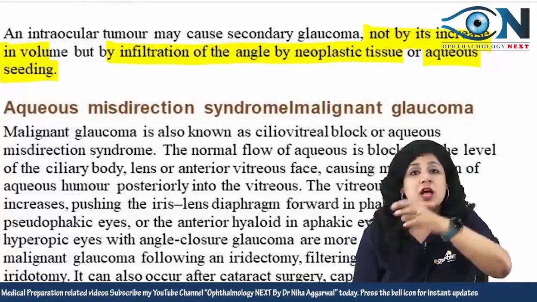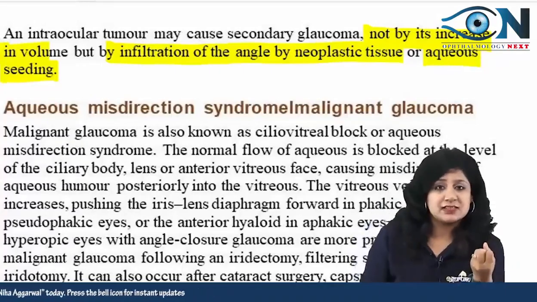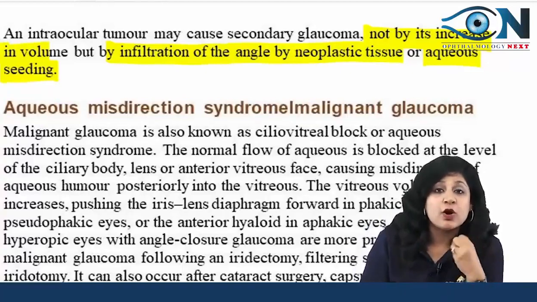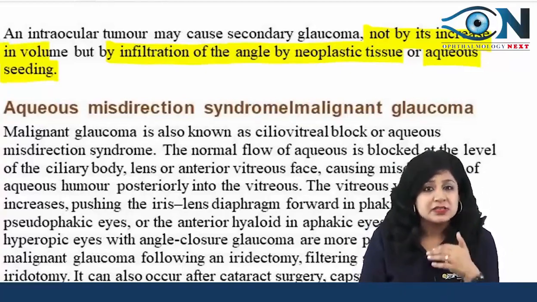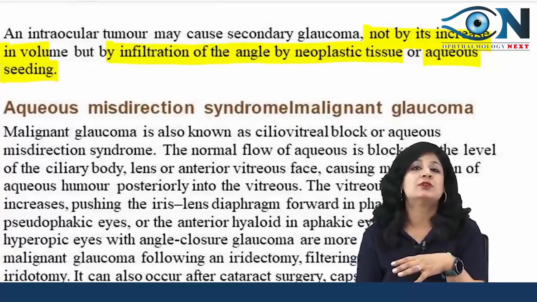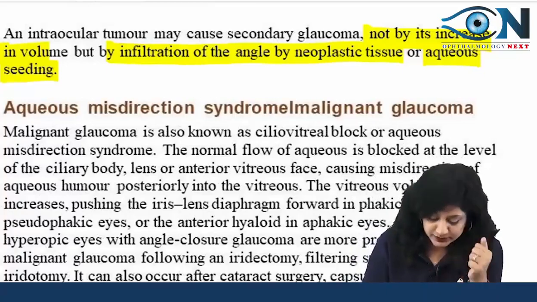It also depends upon how much compression of the veins it is causing. So actually it is the vortex vein compression, or the pushing of the iris-lens diaphragm anteriorly, or the blockade of the trabecular meshwork by its seedlings that is responsible for causing glaucoma in tumors.